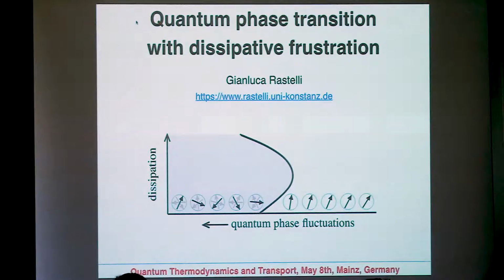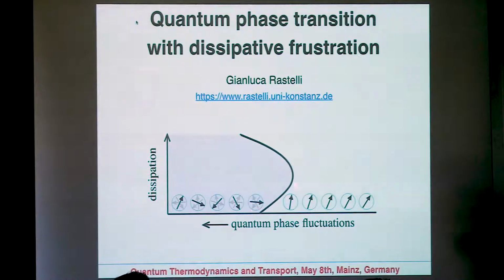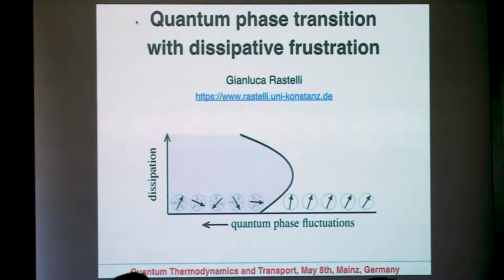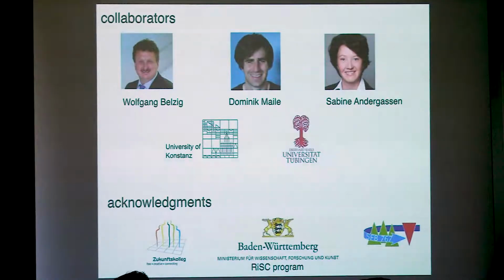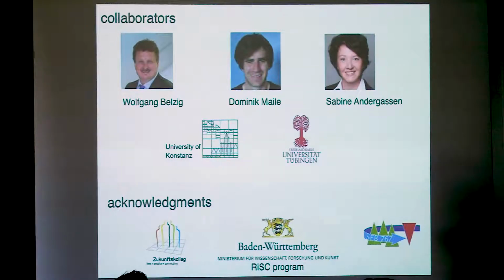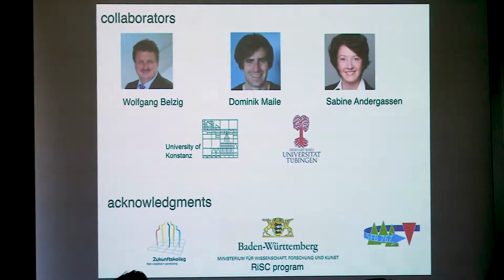As you see here, I will talk about quantum phase transition with dissipative frustration. I will explain now what I mean by dissipative frustration. The interesting part is that at the end we have a kind of peculiar critical line in the phase diagram. This work has been realized with Dominic Mind, the PhD student, and with Wolfgang Bezzi and Sabine Andergassen.